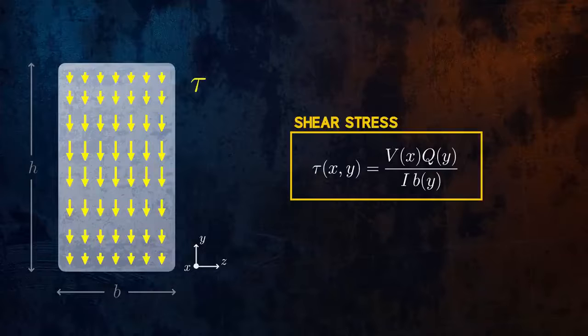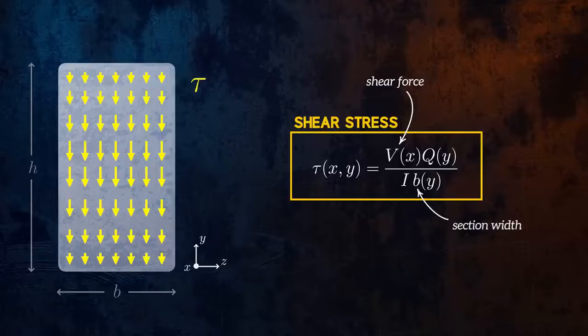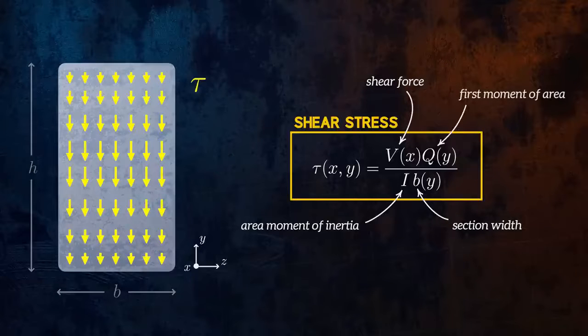V is the shear force acting on the cross-section, which varies with the distance along the beam. b is the width of the cross-section. It can vary with the distance y from the neutral axis, but in this case, the cross-section is rectangular, so b is constant. I is the area moment of inertia, which is a constant value calculated based on the shape of the cross-section. And Q is the first moment of area for the portion of the cross-section above the location we want to calculate the shear stress for.